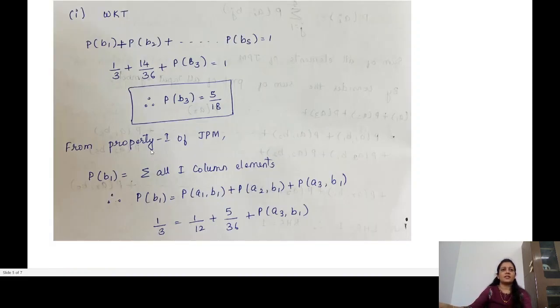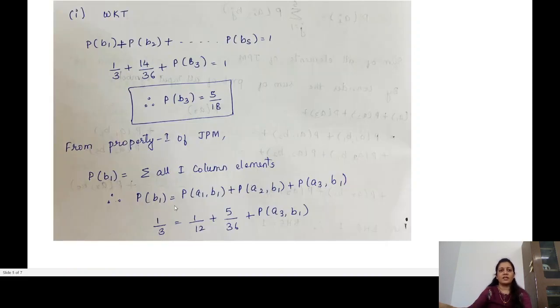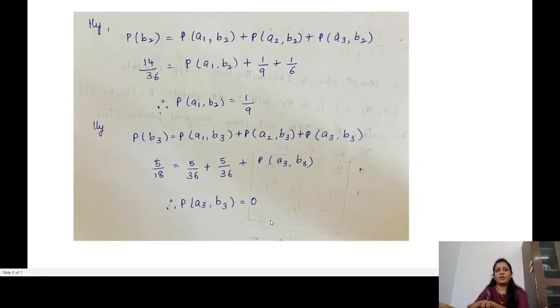Now let us consider the remaining missing elements. From the first property of the joint probability matrix, I know that P of B1 can be obtained by adding up all the first column elements of the joint probability matrix, right? So if I add up 1 by 12 plus 5 by 36 plus the joint probability A3 comma B1, its value should be equal to 1 divided by 3. The same thing we are writing here: 1 by 3 is the total value, this is the first term, this is the second term, and this is our missing term. So we can easily find out this missing term, P of A3 B1.